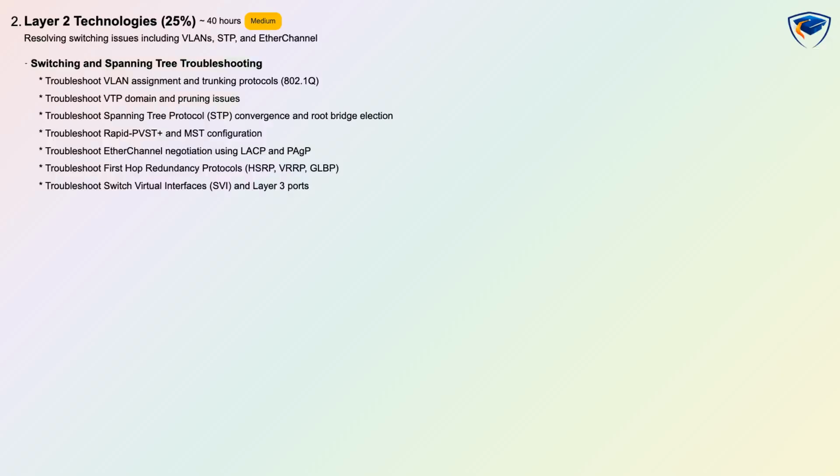Spanning Tree Protocol topics include convergence, root bridge election, Rapid PVST+ and MST configuration. You will also troubleshoot EtherChannel negotiation with LACP and PAgP. First hop redundancy like HSRP, VRRP and GLBP, and SVI and Layer 3 port issues on switches.